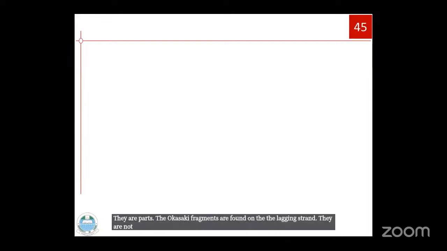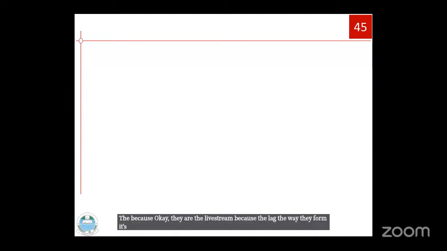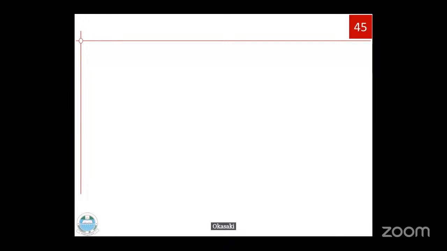The Okazaki fragments also called lagging strand, or they are parts. The Okazaki fragments are found on the lagging strand. They are not called the lagging strand. They are the lagging strand because of the way they form, it's like, as the word implies, lag. When something is slow, right, it doesn't follow the other one, right? So the new strand that is synthesized is the lagging strand, and they use Okazaki fragments on the lagging strand. Chargaff's rule again. Wait.